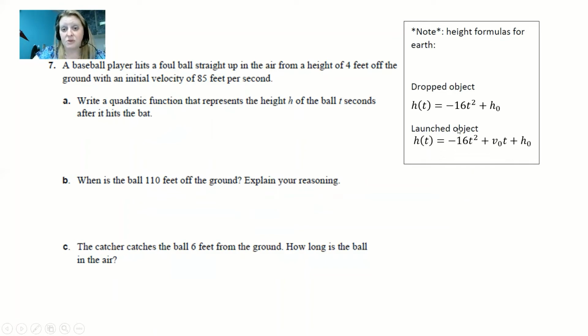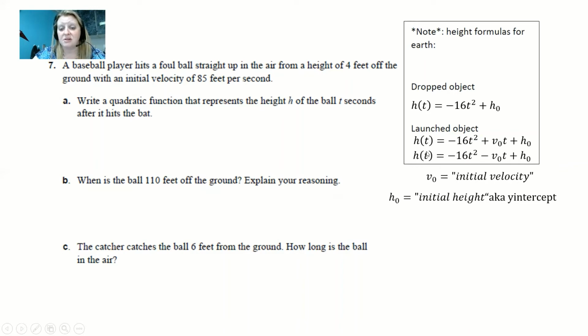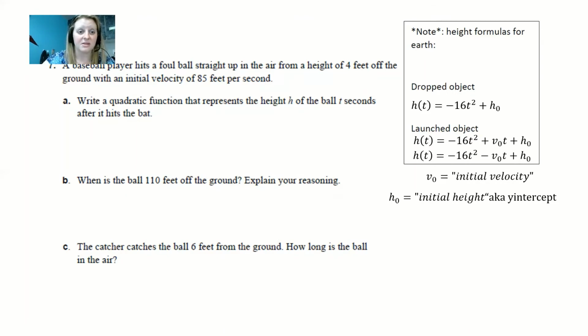So we're going to introduce launched objects. So if I throw a ball up into the air, or if I tilt a cannon down and shoot it down at the ground, we're going to use these formulas. They're almost identical. It's just if something is launched upwards, we use plus, and if it's launched downwards, we use minus. And then V sub 0 stands for initial velocity, and h sub 0 stands for initial height, which is also called the y-intercept. Oops, I'm going to have to move this over because I cannot see. There we go.